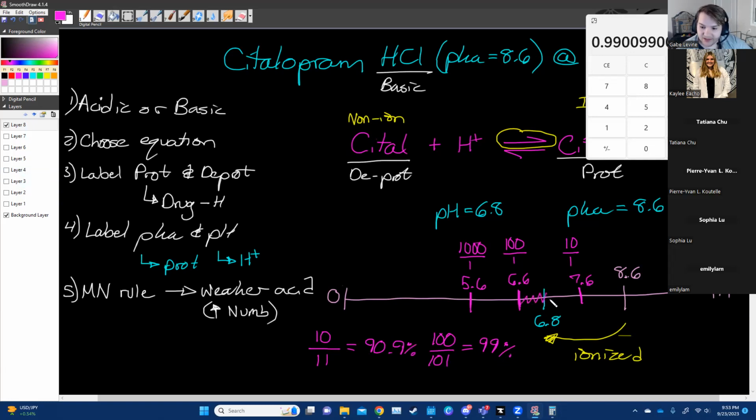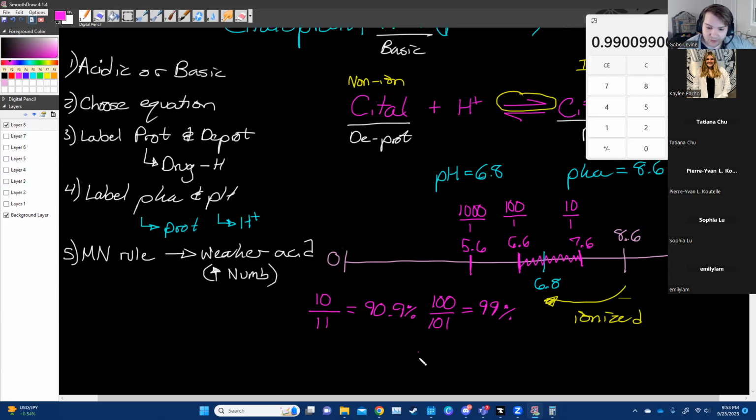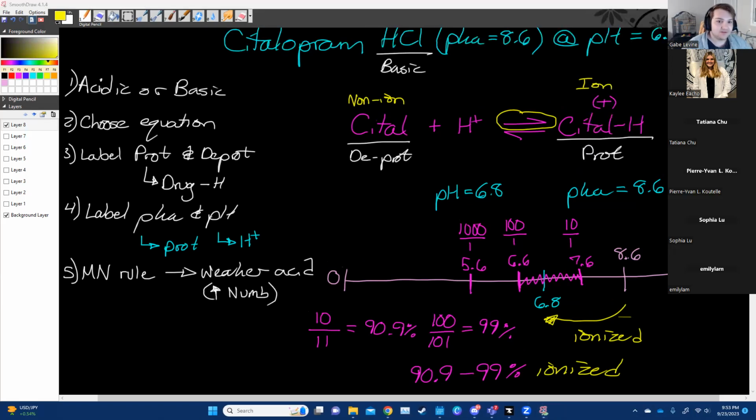And what we see is that our pH falls in between those two numbers. So we can say that at a pH of 6.8, we are 90.9 to 99% ionized. Does this process make sense? Any questions about this process?